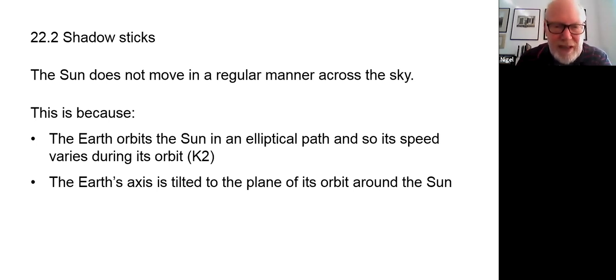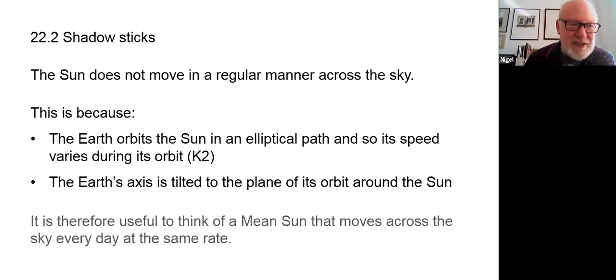That's right. The second reason why the sun doesn't move in a regular manner is that the Earth's axis, as you know from the first webinar about the Earth and the axis, is tilted to the plane of its orbit by 66.5 degrees, isn't it? So the Earth's axis is actually tilted to the plane of its orbit by 66.5 degrees. So both of these mean that the sun doesn't move in a regular manner. So what we've got to do is to invent a mean sun, an imaginary sun in the sky that moves across the sky every day at the same rate.